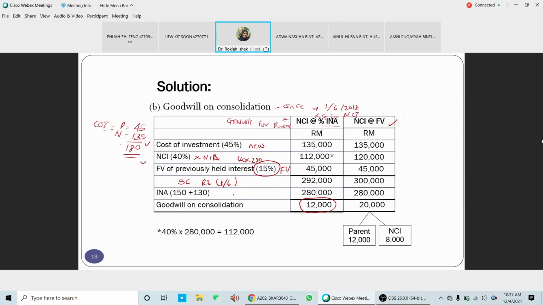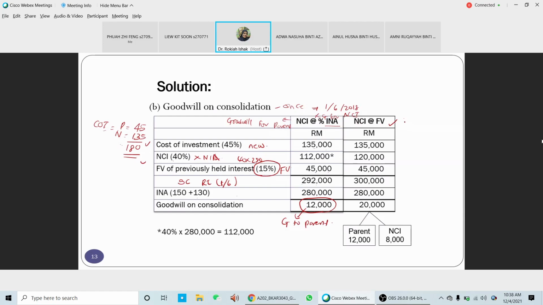So 292 compared with the net identifiable asset 280. So you're going to have here 12,000. So this 12,000 is goodwill. This is solely for parents. Okay. Because once you use the NCI at the net asset, there is no goodwill for NCI.